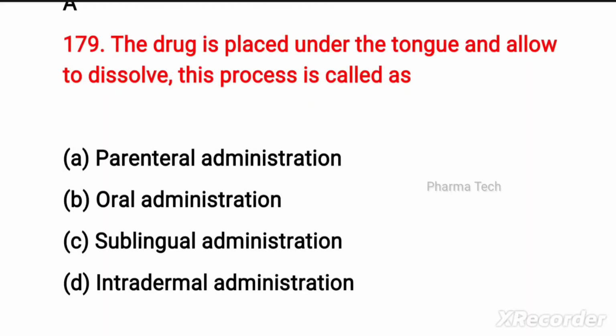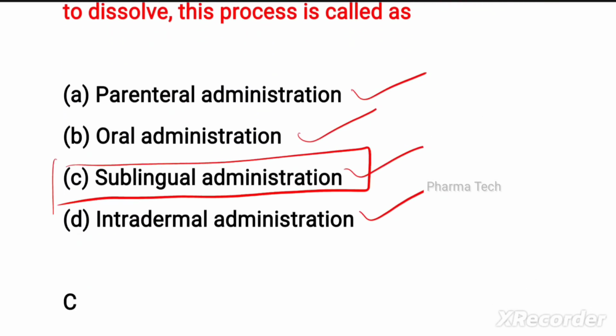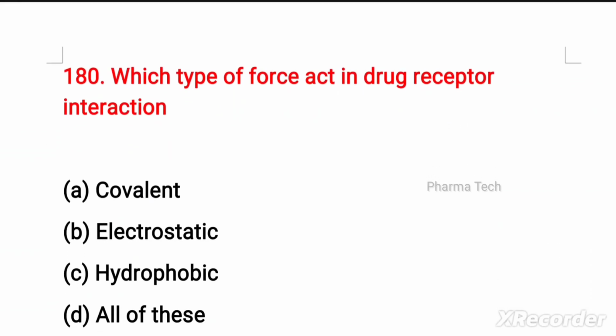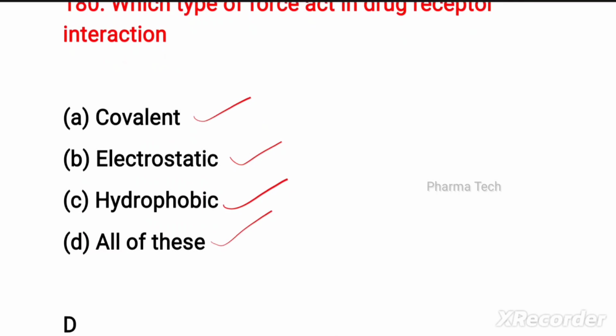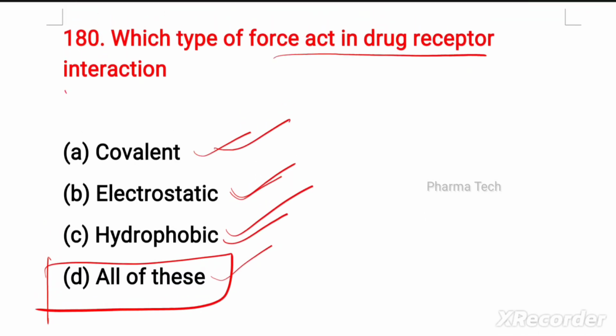Next question, the drug is placed under the tongue and allowed to dissolve. This process is called as, options are parenteral administration, oral administration, sublingual administration, intradermal administration. Answer is C, sublingual administration. Next question, which type of force acts in drug receptor interaction? Options are covalent, electrostatic, hydrophobic, all of these. Answer is D, all of these. Covalent, electrostatic, hydrophobic forces act in drug receptor interaction.